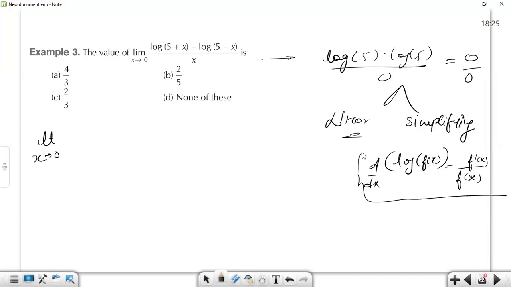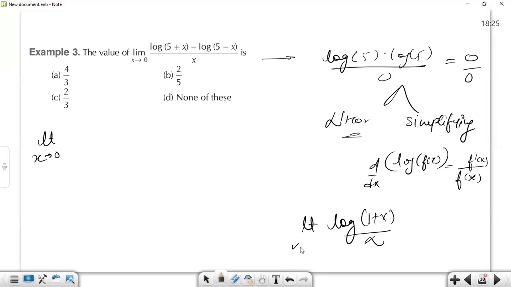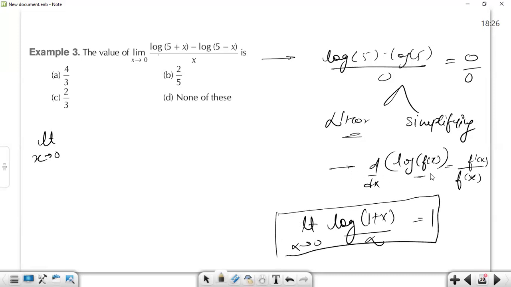Was anyone aware about this formula? Sir, one, sir, answer. What did you say? One, sir. I mean, limit x tending to 0 of log of 1 plus x by x is equal to 1, sir, formula. Yes, right. Log of 1 plus x by x, limit x tending to 0, the answer is 1. But I was asking about this formula, like the differentiation of log of a function.